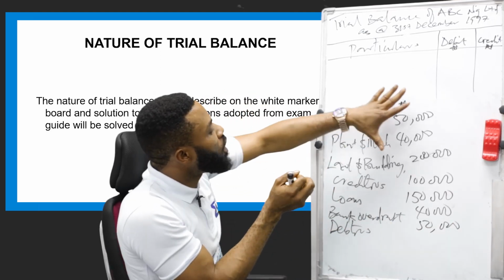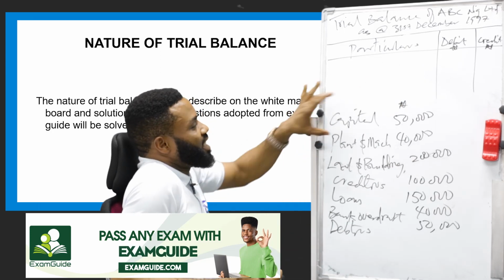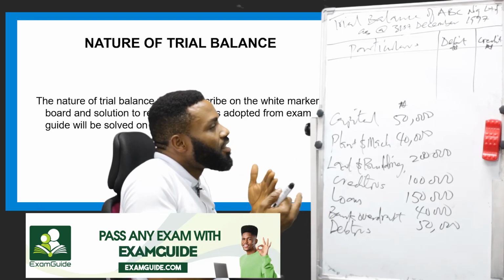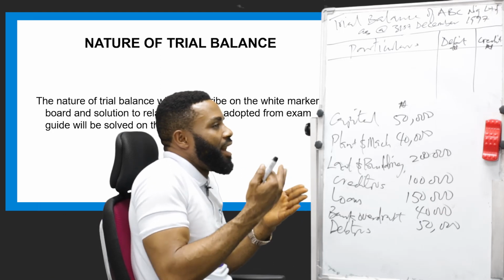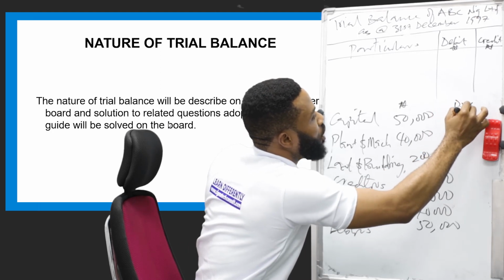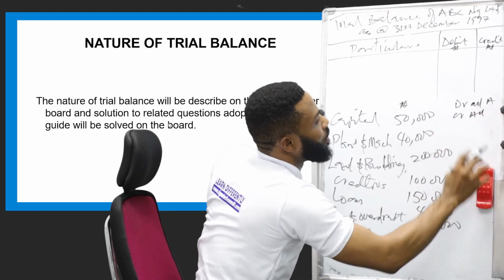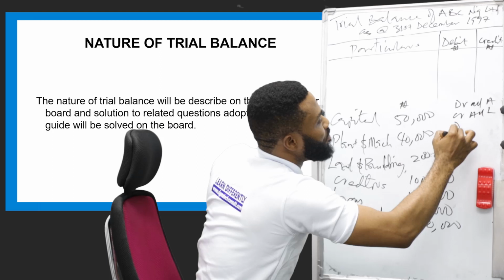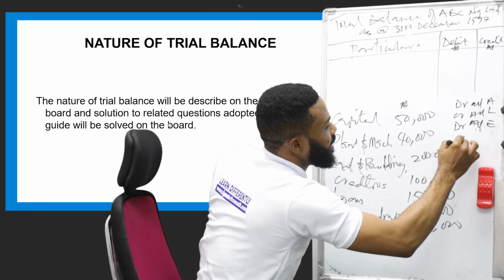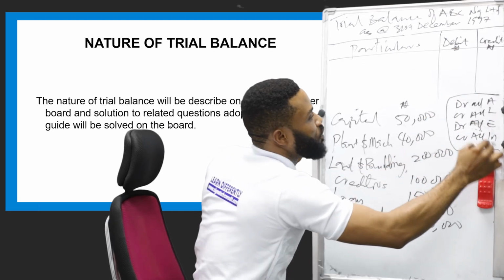Okay, so now when you want to post transactions like this into the trial balance, let's start with capital. Is capital an asset, a liability, an expense, or an income? Remember, I said you should debit all assets, credit all liabilities, debit all expenses, and then credit all income. Okay, this is the rule. This is what we are going to look at.